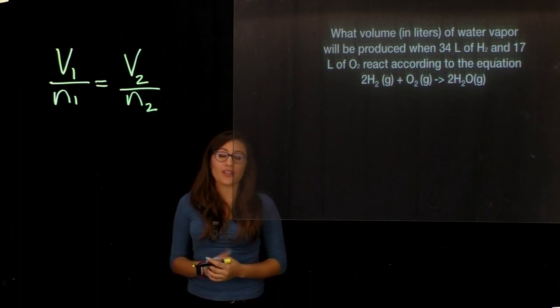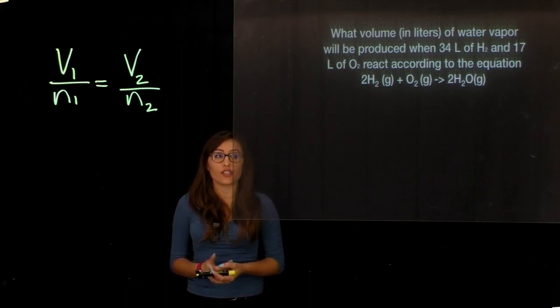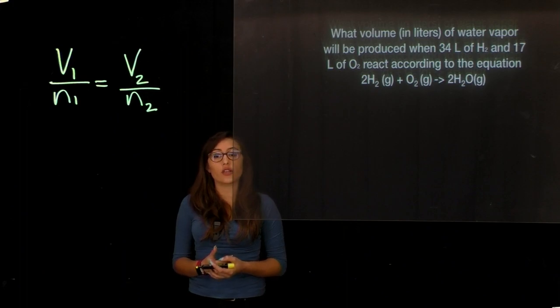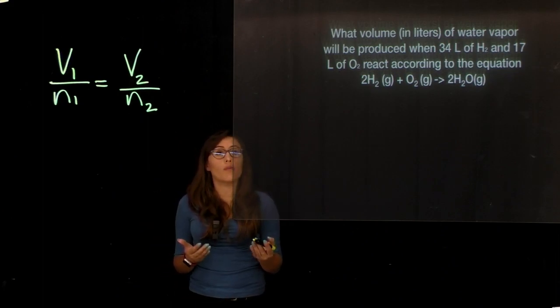Hello and welcome back. The following problem states: what volume in liters of water vapor will be produced when 34 liters of hydrogen and 17 liters of oxygen react according to the following equation. So, as we did previously, this is another Avogadro's Law problem.